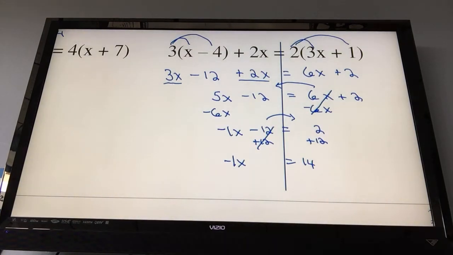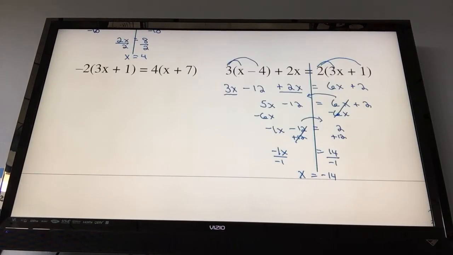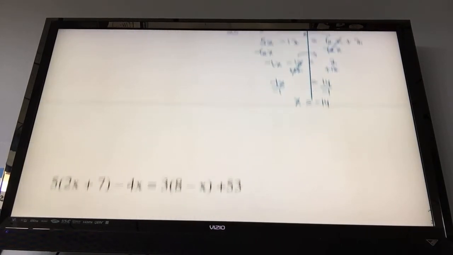What's my last step? You would divide by negative 1. All right, divide by negative 1. Okay, so we got rid of our parentheses, we collected terms, we moved x, we moved the constant, we divided. So 5 steps at the most. That is a lot of steps.